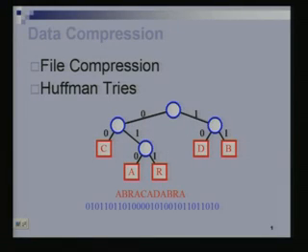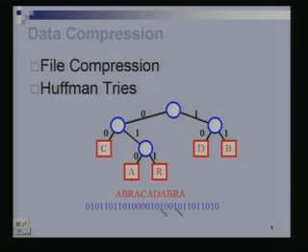Okay, today we are going to be talking about data compression. We will begin with what the idea behind file compression is, and then we are going to talk about Huffman tries, which is a way of doing data compression. And we are going to see how abracadabra translates into a sequence of zeros and ones.